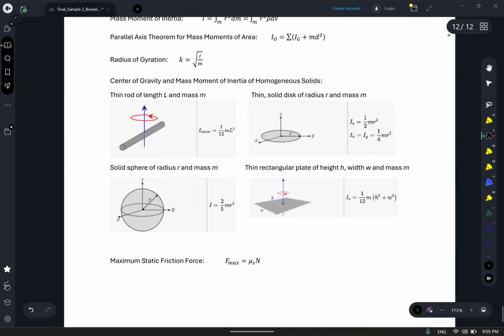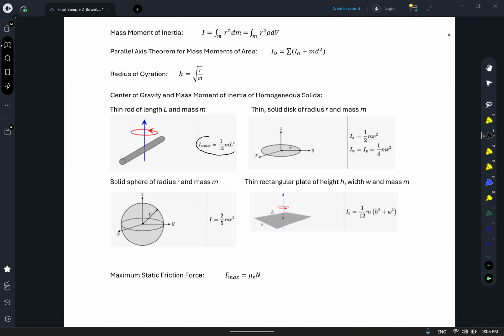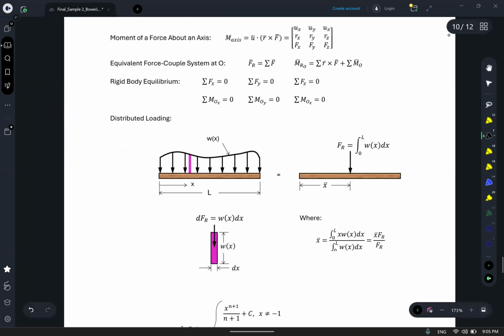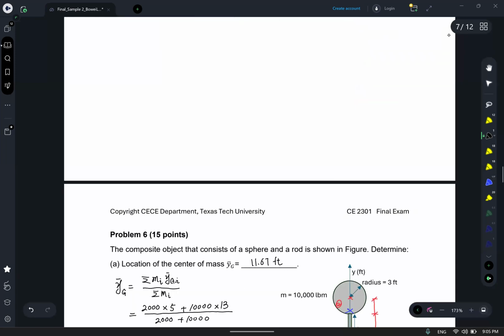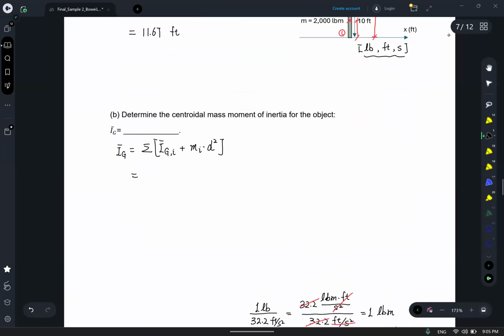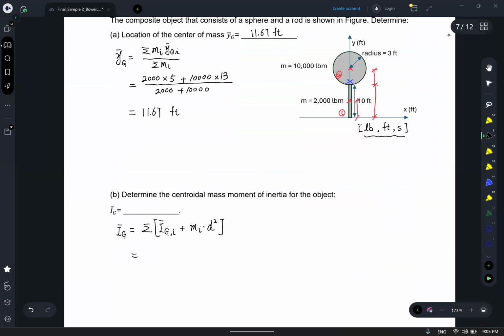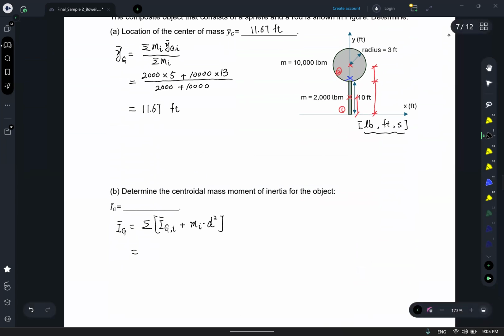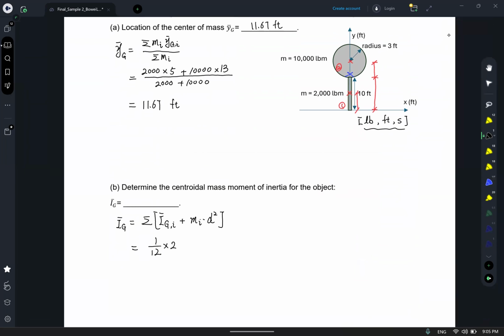So now go to the appendix, we see that the central mass moment inertia of the rod equals 1/12 times the total mass times the square of the length, right? So the central mass moment inertia of the rod equals 1/12 times the total mass, which is 2,000 pound mass here, then times the square of the total length, which is the square of 10 feet.